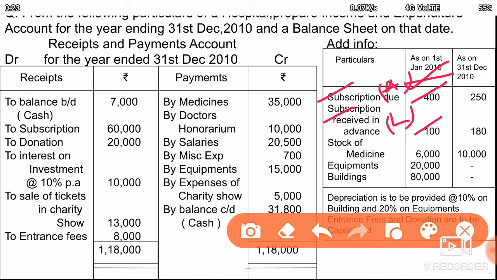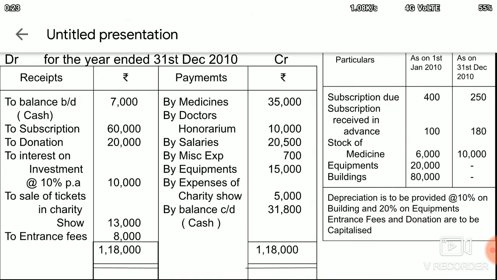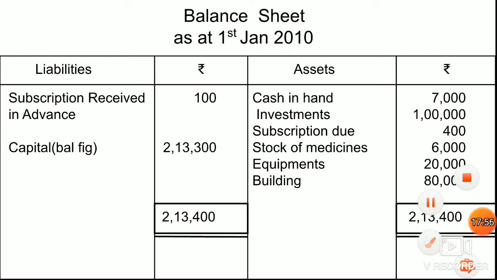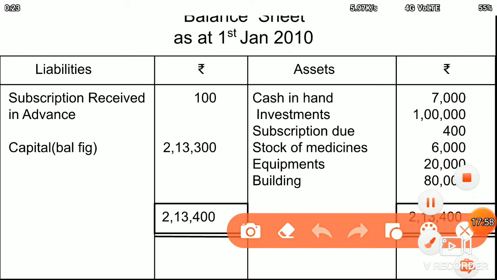Then stock of medicine, the opening stock is actually the closing stock of the previous year, so this is an asset. Then opening value of equipment also is an asset. Then building also will be an asset. So these items will all appear in the previous year's balance sheet. So when we show these items, this is how we can show it. There's only one liability, that is subscription received in advance.